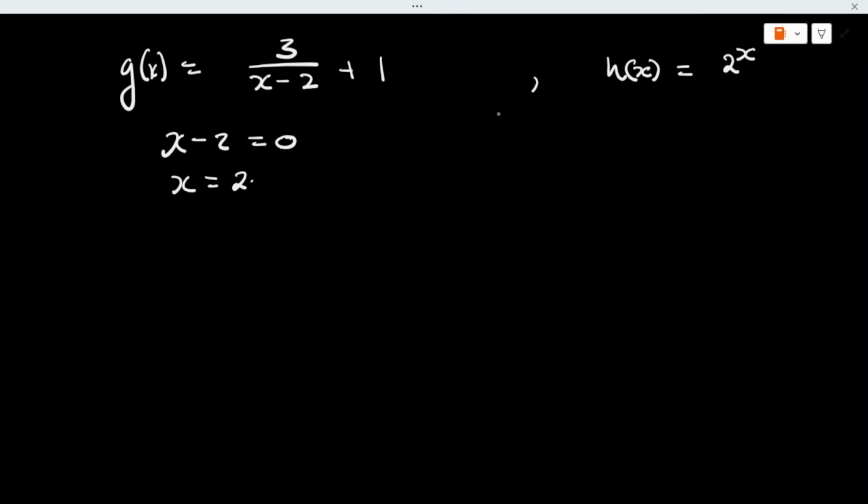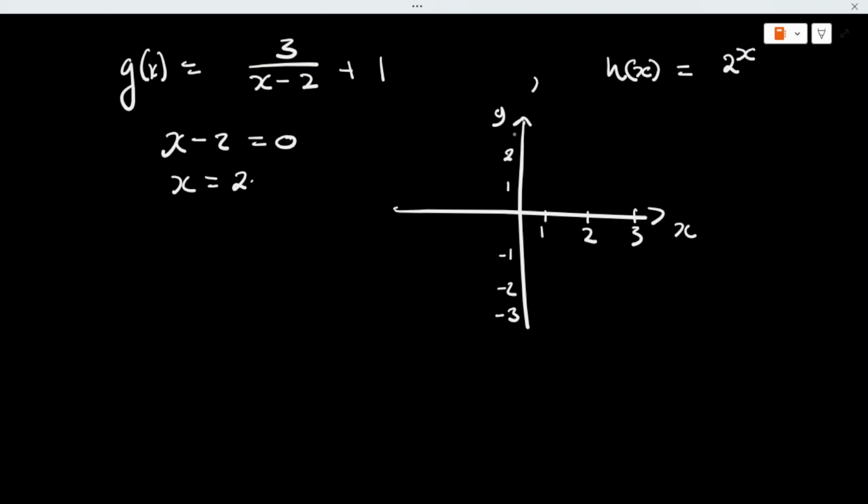Now, we need to show that in a graph. Let's draw a Cartesian plane with the x and the y-axis. In the x-axis, we need to find the point where x is equal to 2. This is 1, 2, 3, and minus 1, minus 2, minus 3. Now, where do we find x is equal to 2? There is x is equal to 2. Through that point, we will draw a vertical line. This is x is equal to 2.